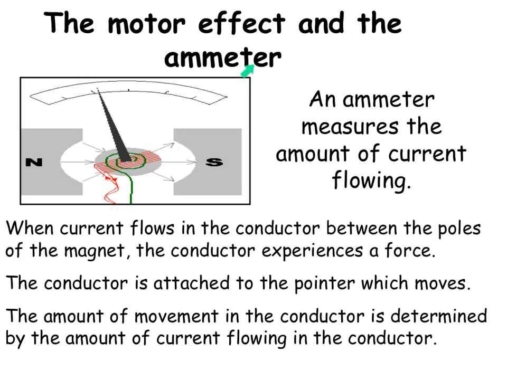An ammeter, you guys all know what an ammeter is. The more current that flows, the greater this motor effect is over here. So there's a little motor inside an ammeter. They increase the current flow and then the needle moves further or less. So it's a force that the needle experiences, and we see that as a reading on an ammeter. So an ammeter measures the amount of current flowing. When the current flows in the conductor between the poles of the magnet, the conductor experiences a force. The greater the current, and obviously that conductor is attached to this pointer, and the amount of movement in the conductor is determined by the amount of current. So more current and you get more movement on that ammeter.